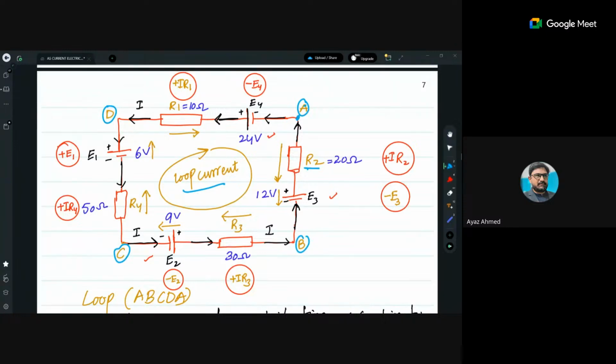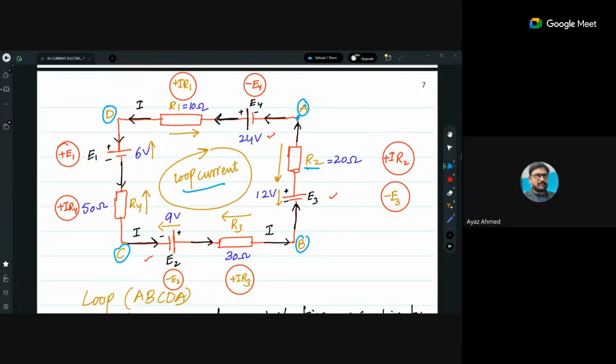So just make it simple in this way. That is, just a second.